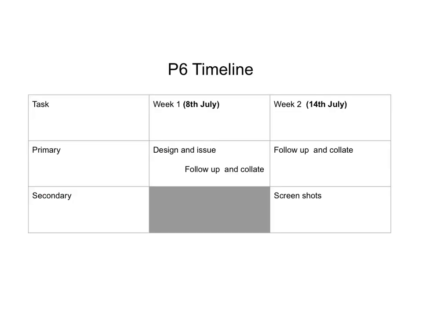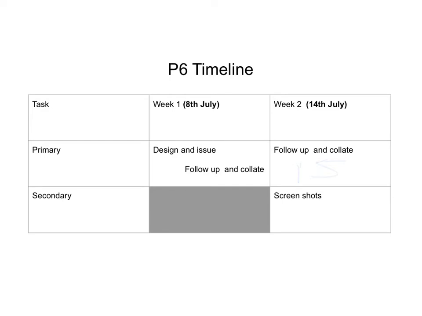Just reiterating what I've just said in terms of our timeline. So primary, last week you designed it, you issued it. Now we're up to following it up and collating it. I say collate, we don't actually have to collate it because Google Forms will do that for us. So make sure that you've got a minimum of 15. That's what you should have.